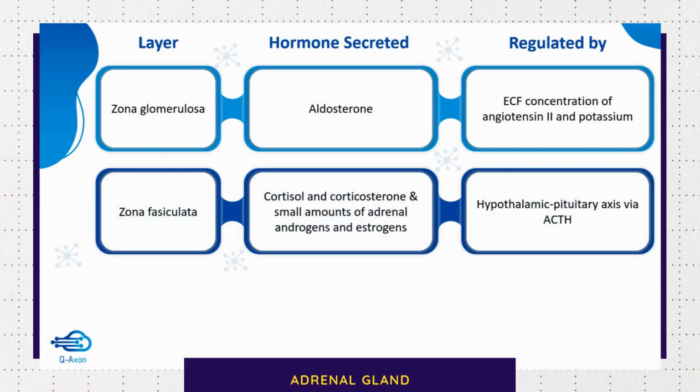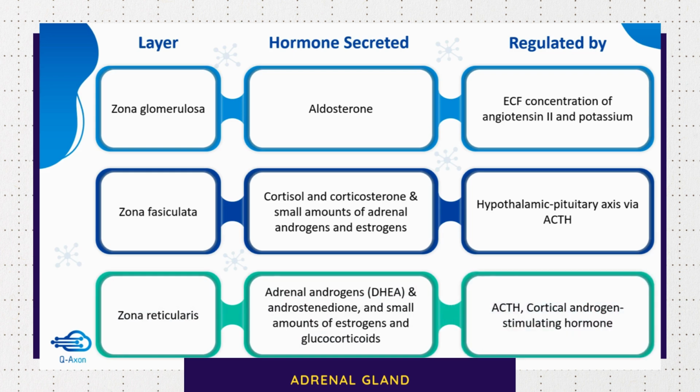The next layer, namely zona fasciculata, secretes cortisol and corticosterone. It also secretes small amounts of adrenal androgens and estrogens. These hormones are regulated by hypothalamic pituitary axis through the adrenocorticotropic hormone.